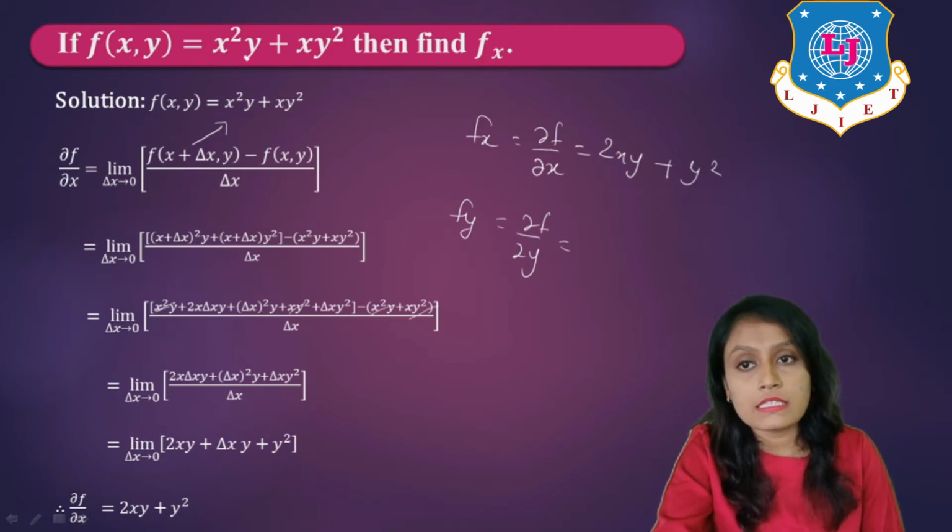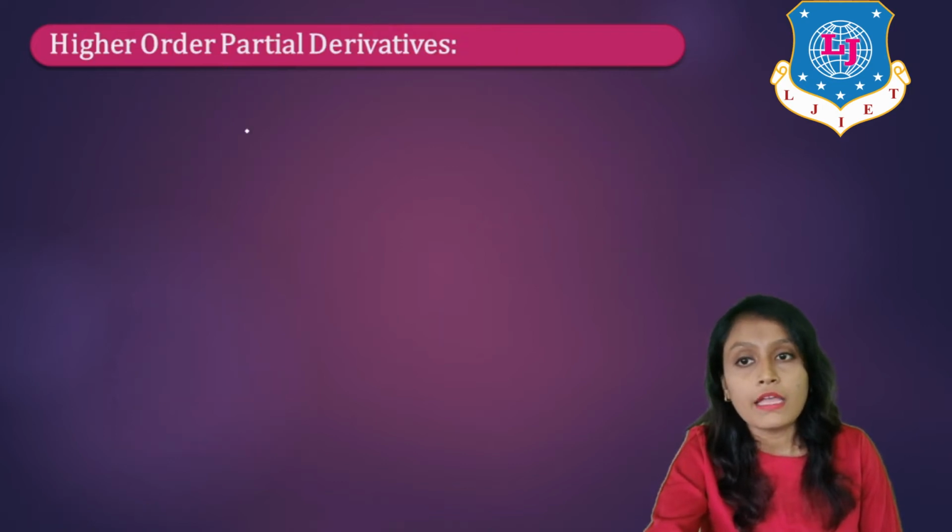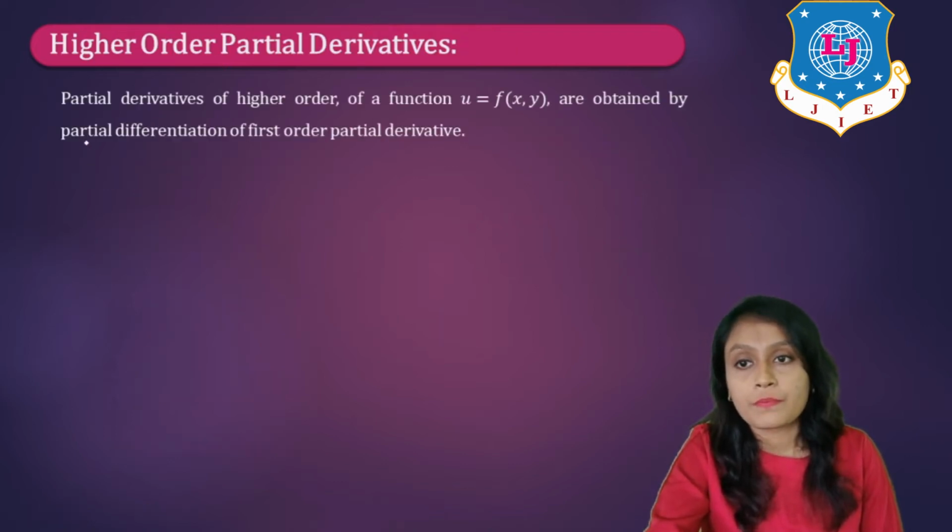So x square as it is, and derivative of y is 1. So here you will get x square plus again with respect to y. So keep x as a constant. So here x will remain constant and derivative of y square is 2y. So here you will get 2xy. Okay, now next, higher order partial derivatives.